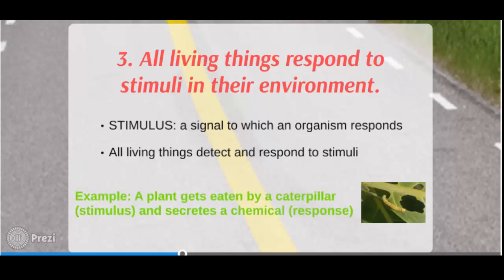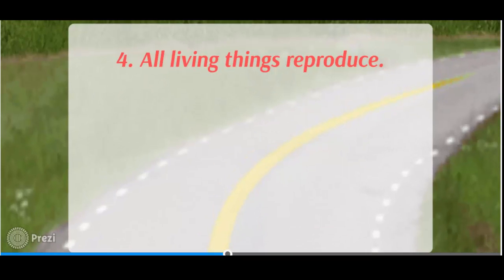For example, a plant gets eaten by a caterpillar, a stimulus, and secretes a chemical as a response. That chemical might make the plant taste bad, so then the caterpillar stops eating it. Think also of a Venus flytrap. You touch it, stimulus, and it closes, response. Remember, these are things that, in order to be considered alive, an organism needs to meet all of these criteria.